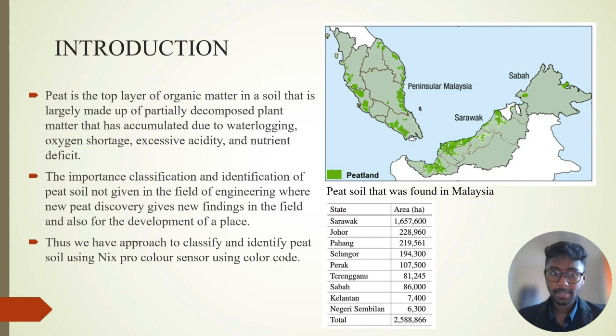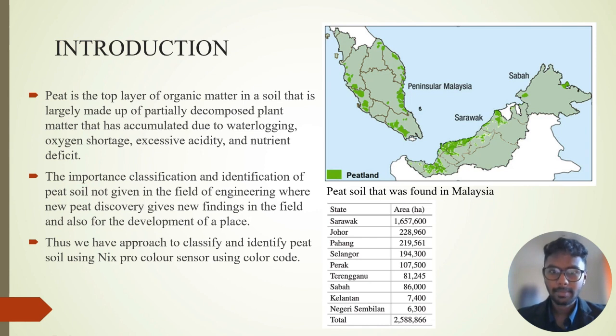Peat. What is peat? Peat is the top layer of organic matter in a soil that is largely made up of partially decomposed plant matter that has accumulated due to waterlogging, oxygen shortage, excessive acidity, and nutrient deficit. The importance of classification and identification of peat soil is in the field of engineering, where new peat discovery gives new findings in the field and also for development of a place. Thus, we approach to classify and identify peat soil using the NIX Pro color sensor using color code.